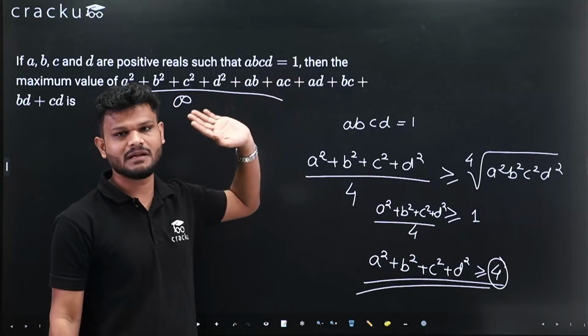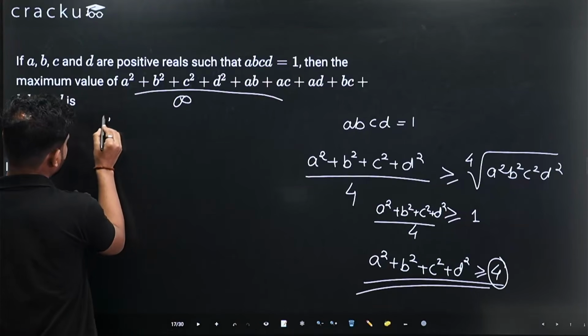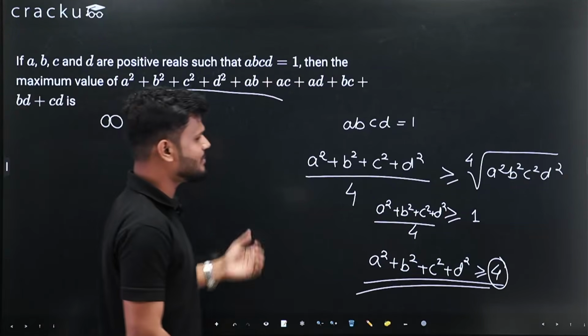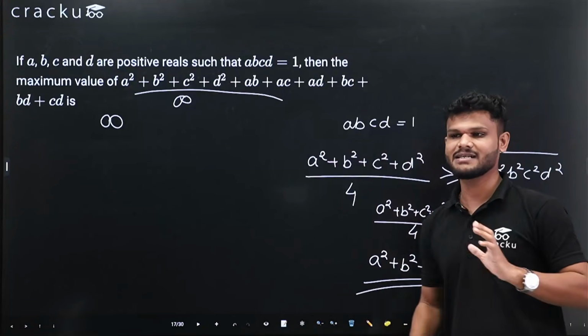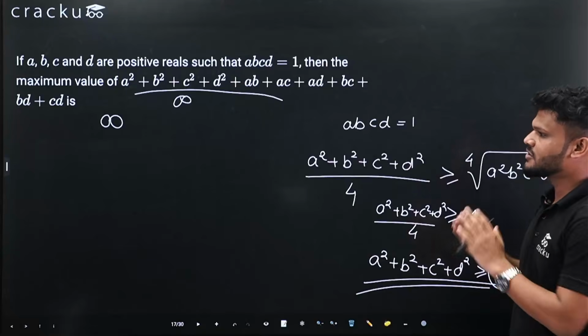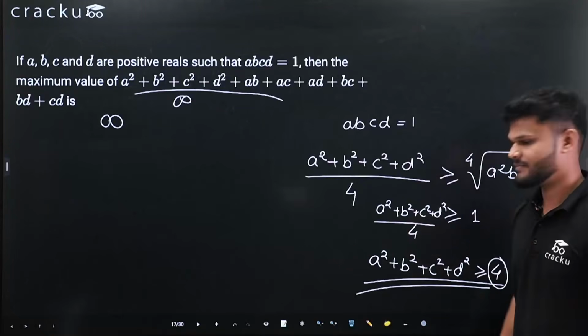Infinite plus something will be infinite. So the answer to this question technically is infinite. But NMTC had given this as a bonus because infinite you can't put as an integer. Okay, so infinite is the correct answer here.